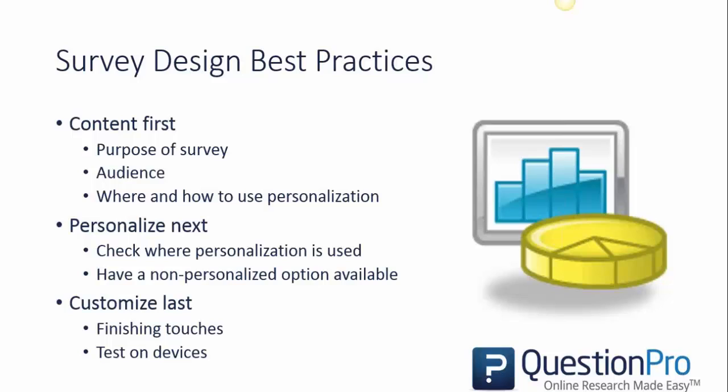Have a non-personalized option available, especially if you're going on social media, because you don't want your personalized option with all your custom variable callouts showing on someone who has not had the information merged in. So have the non-personalized option available if you're going outside of an email distribution list for people to answer your survey. Yeah, that's a great thing.